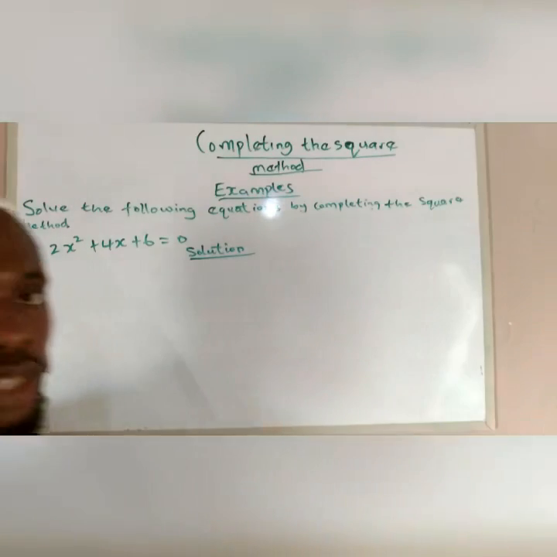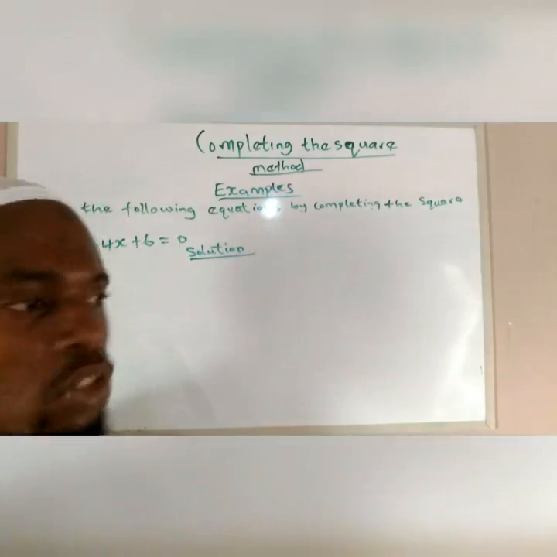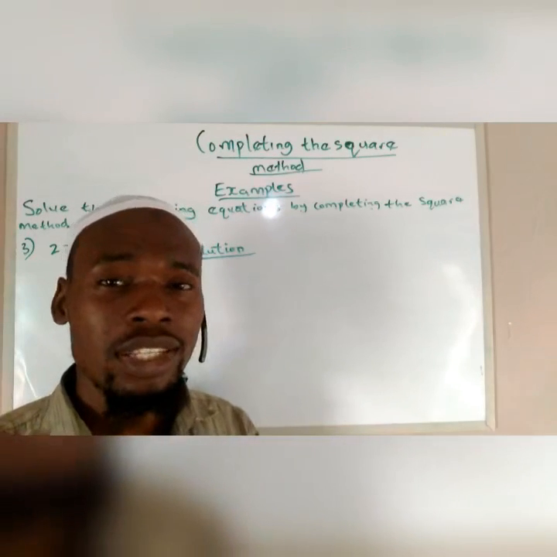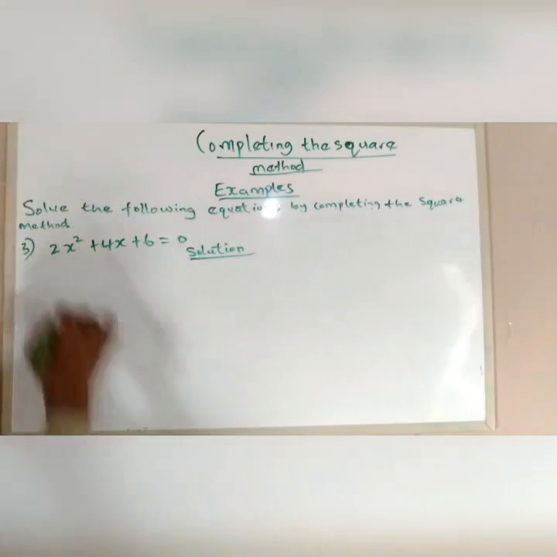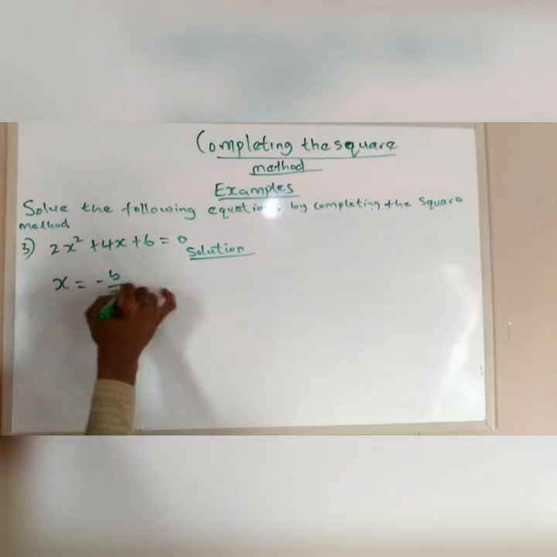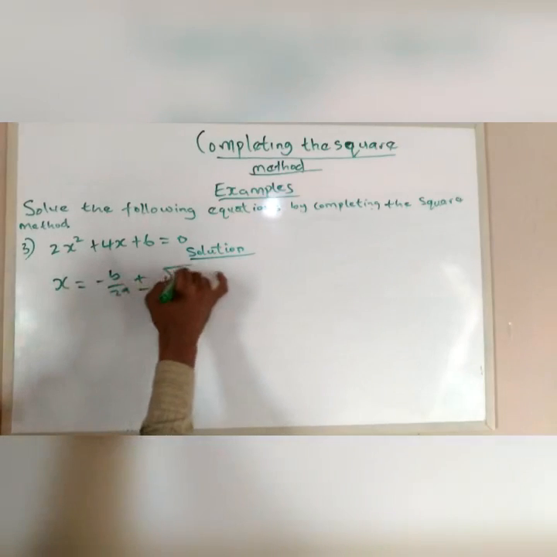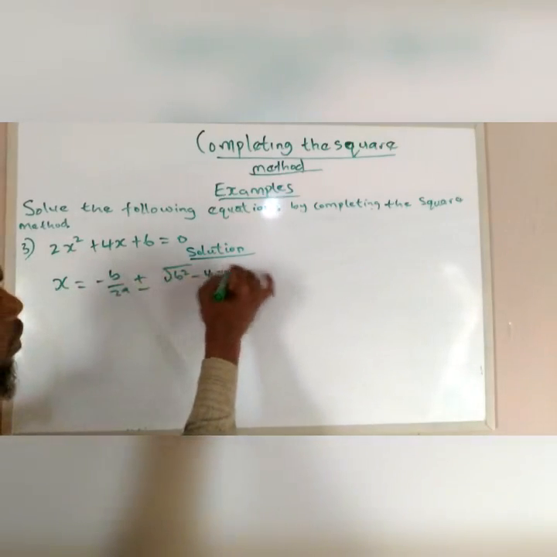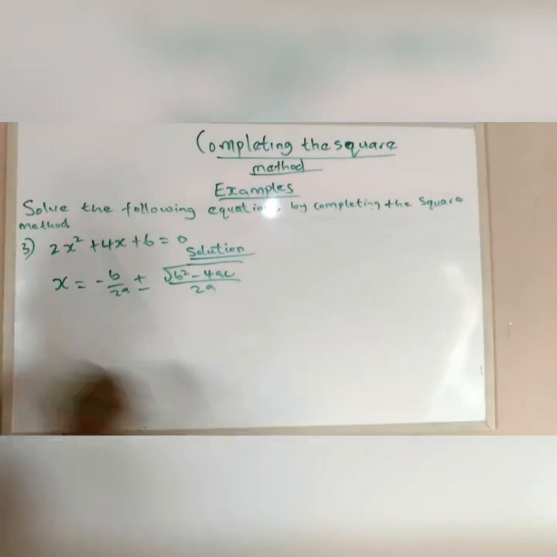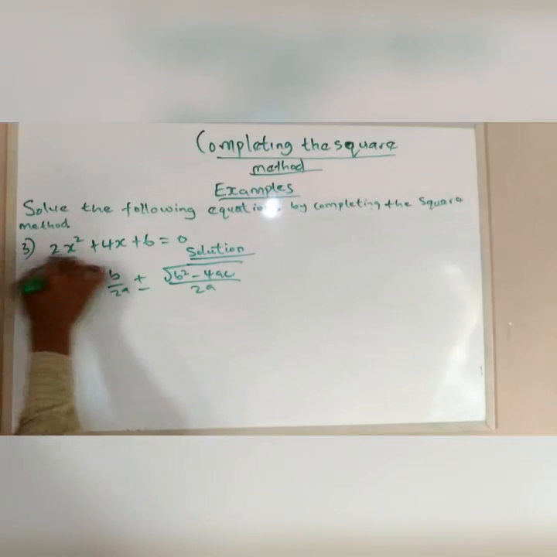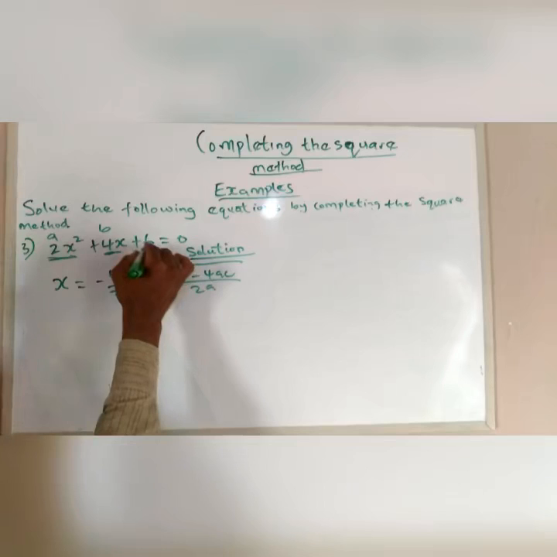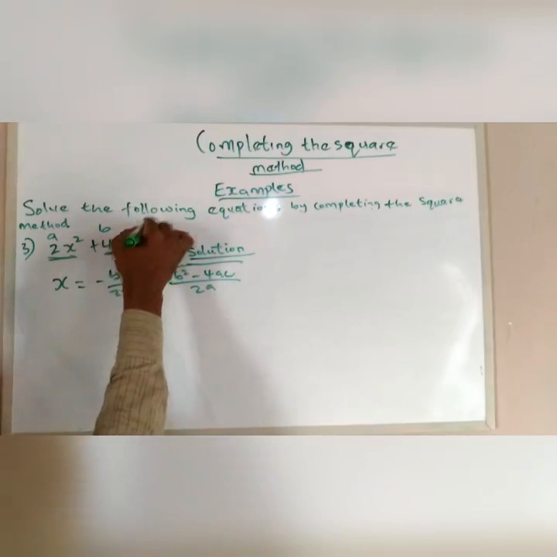Just from the last equation that we got, when they ask you to solve any question by completing the square method, here is the shortcut. Just learn the formula. The formula is x is equal to minus b over 2a plus or minus root of b squared minus 4ac divided by 2a. Where is your a? The coefficient of x squared is your a. The coefficient of x is your b, and the constant term is your c.